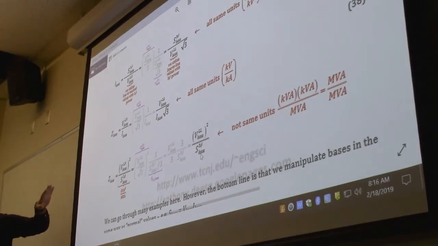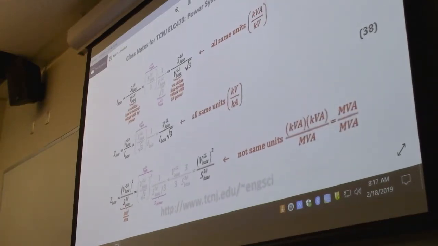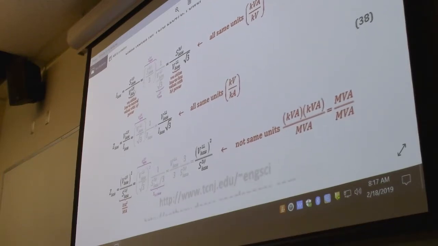Now, these conversions here, essentially what they show us, on the left-hand side at the top, we have a single-phase power base divided by a line to neutral voltage base. That gives us current base. If we have a 3-phase power base or a line to line voltage base, we need to use these conversions in here, and that gives us a new version of the same expression.